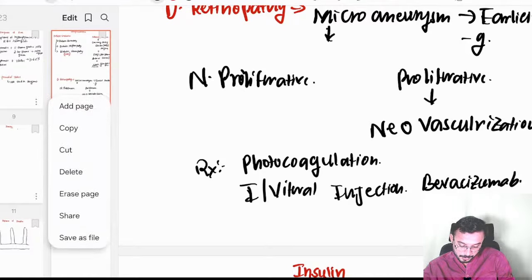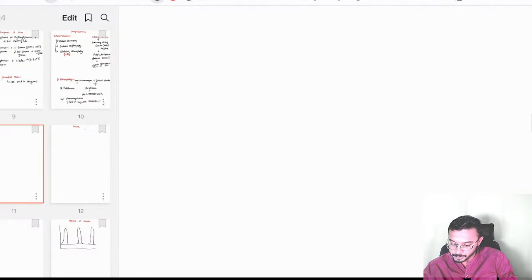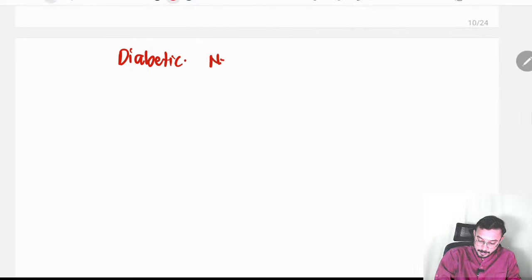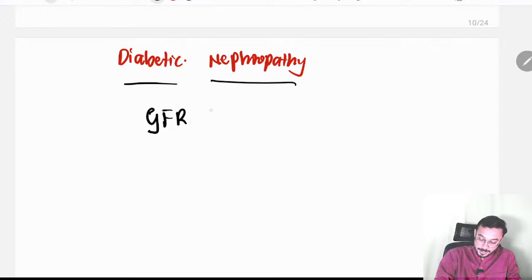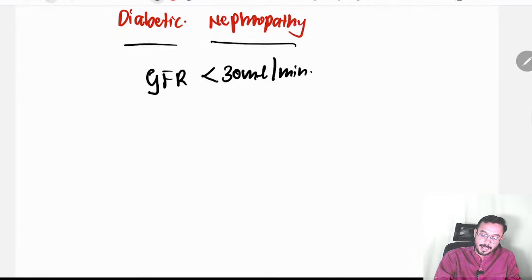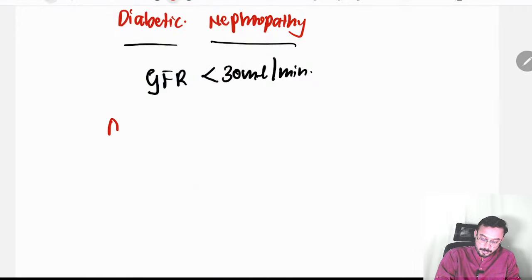Let me teach you one more aspect, like diabetic neuropathy also. So next is diabetic nephropathy. What happens in this condition is your GFR will decrease to less than 30 ml per minute. Normal GFR is 125 ml. Here it is decreasing. This is about diabetic nephropathy. And overall the most common is diabetic neuropathy.